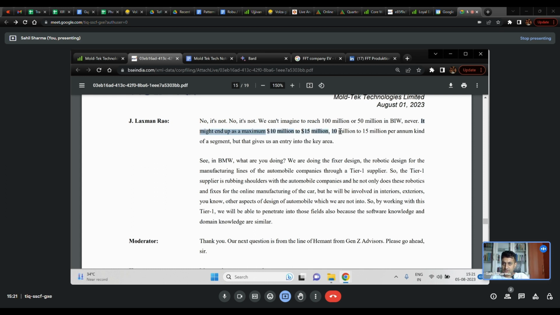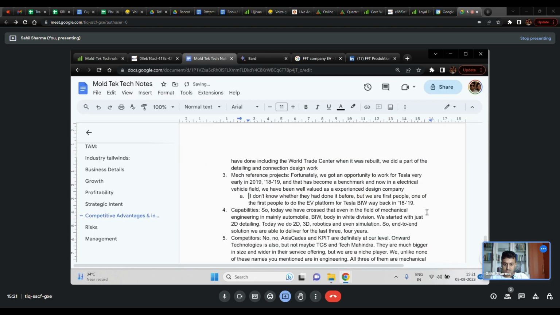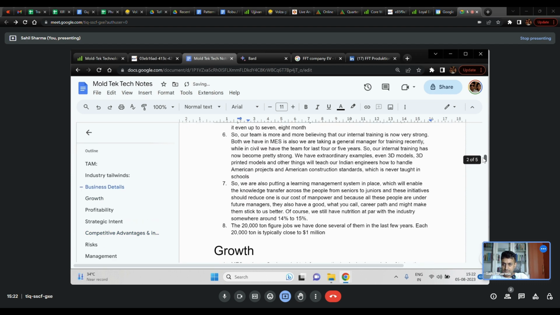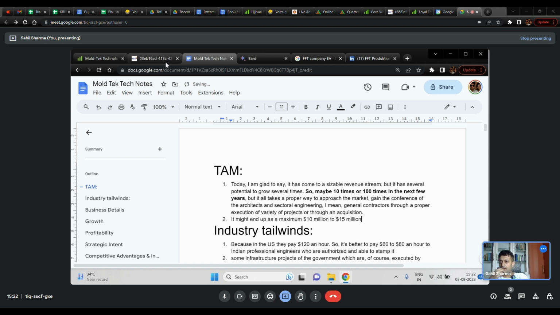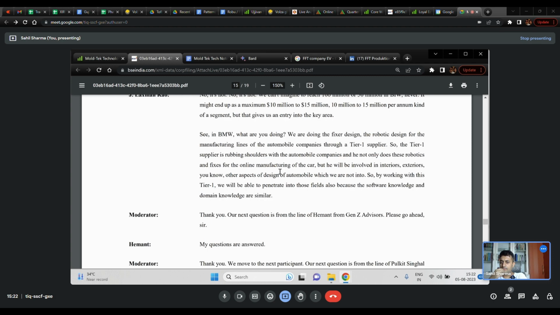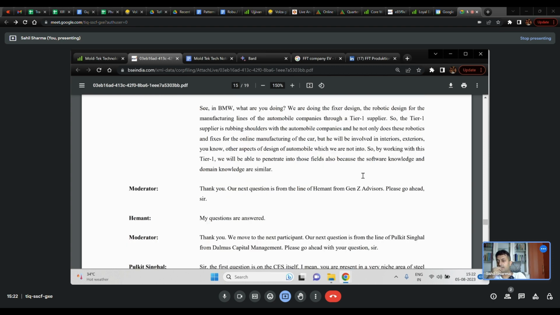BIW can only be like 10 to 15 million kind of segment. That's also telling you a bit about the TAM. Where is the TAM? Then let's go here. And he's talking about the fact that by working with them in BIW, they will be able to penetrate into others like interiors, exteriors, aspects of design of the automobile, which they are not currently into, right.